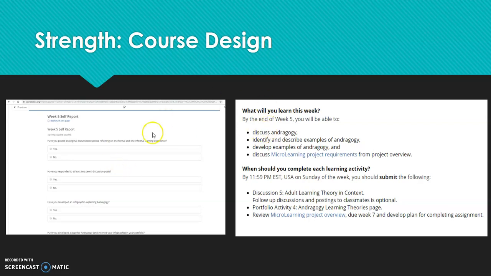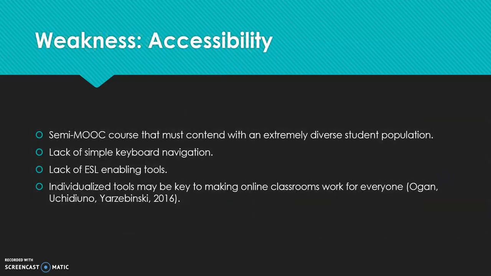And I think that maybe having these self-reports allowed students to kind of self-reflect and see what they were doing and what they were lacking in. Over here you can see what will you learn this week with learning goals. And it was really nice, short, sweet, and to the point, but you got a sense of what you were learning, and then you could see listed when should you complete each learning activity, which would also allow you to pace yourself through the course while connecting to your course goals.